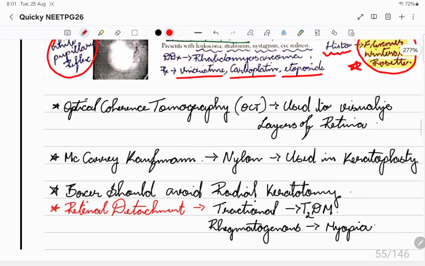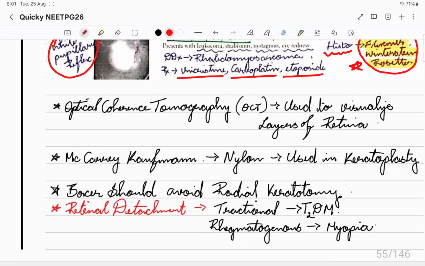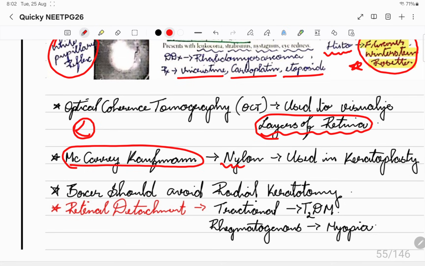Then optical coherence tomography is used to visualize the layers of the retina. This is a previous year question: OCT is what we use for visualizing all the layers of the retina. The next point is in cornea surgeries, for example keratoplasty or some LASIK surgeries, we use something known as McCarey-Kaufman suturing. Here nylon is used as the suture material. Please remember McCarey-Kaufman suturing.